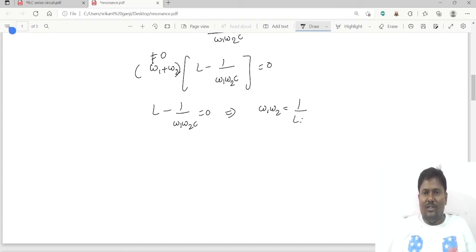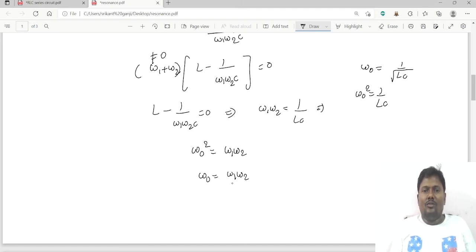From this I am getting omega 1 omega 2 is equal to 1 by LC. And what is 1 by LC? Omega naught square is equal to 1 by LC, since omega naught is equal to 1 by root LC. So I can read it as omega naught square is equal to omega 1 omega 2, then omega naught is equal to root of omega 1 omega 2.